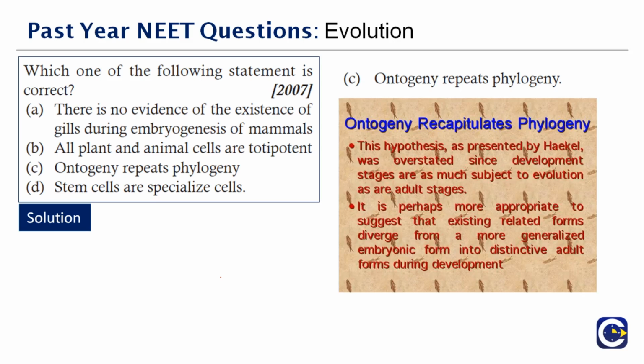Ontogeny recapitulates phylogeny. This hypothesis presented by Haeckel was overstated, since the development stages are as much subject to evolution as our adult stages. It is perhaps more appropriate to suggest that existing related forms diverge from a more generalized embryonic form to distinct adult forms during development. So ontogeny repeats phylogeny is the right statement here.